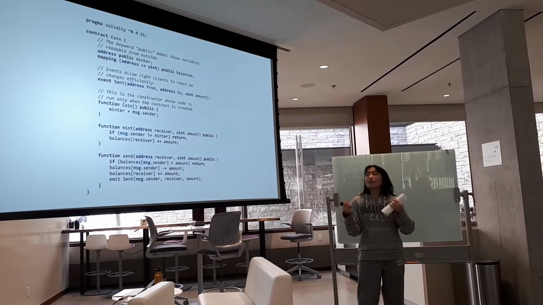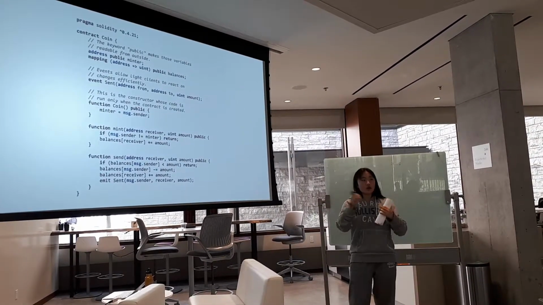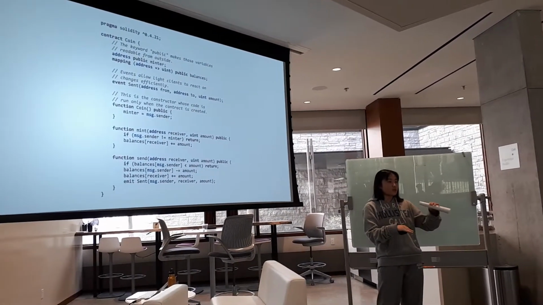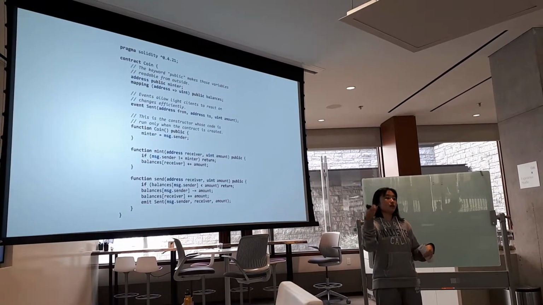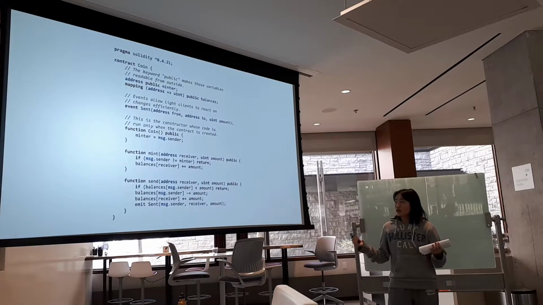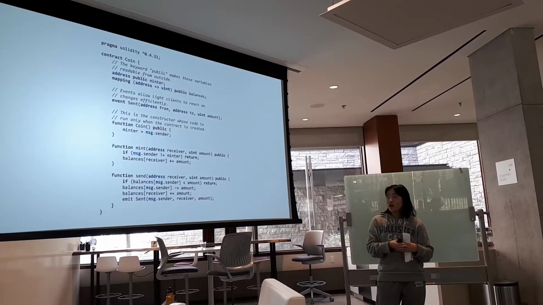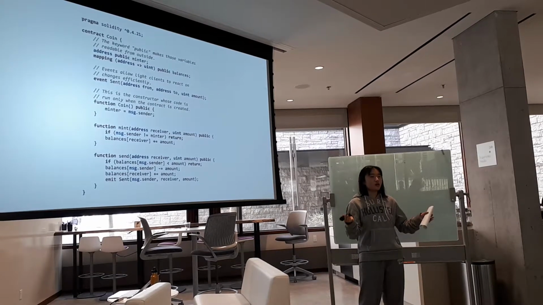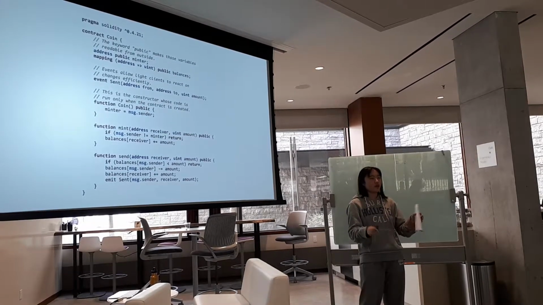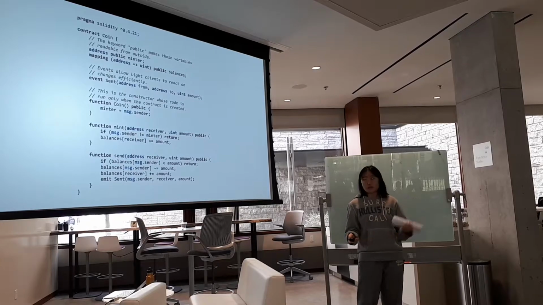So if not, then you're just going to take away the amount that you want to send from the balance of the sender, and then you're going to add that same amount to the balance of the receiver. And then after that, in the end, it's going to emit the event that the amount of money was sent, from the sender to the receiver, and also the amount of tokens that were sent.